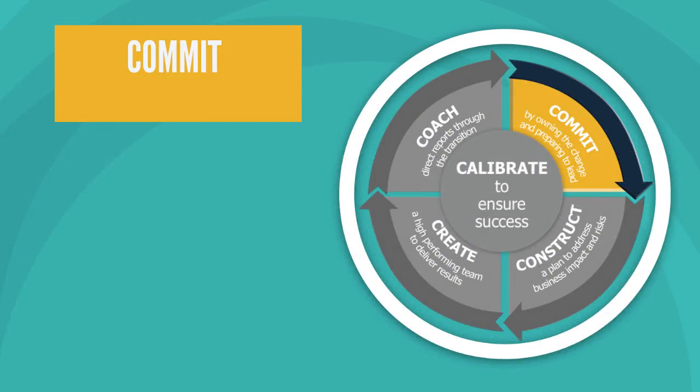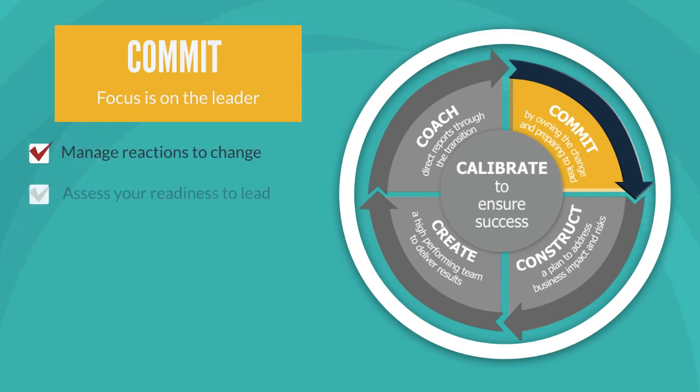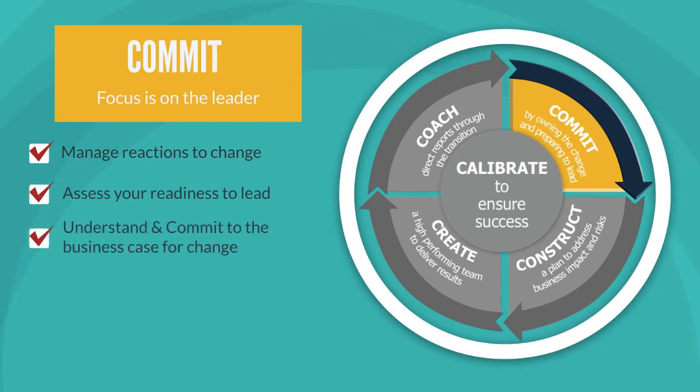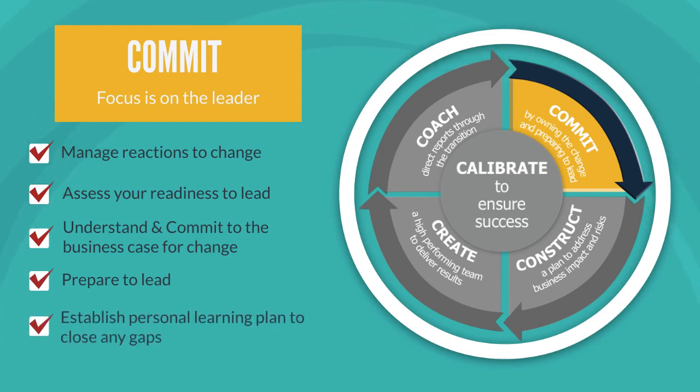The first part of the 5C's model is commit, where the focus is on you, the leader. In the commit phase, you will dedicate time to manage your reactions to change, assess your readiness to lead, understand and commit to the business case for change, prepare to lead by understanding the requirements and implications to your role, establish a personal learning plan to close any gaps, and align expectations with your manager.